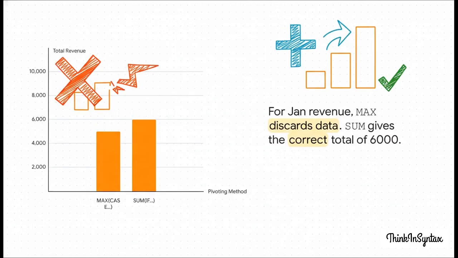And this chart just lays it all out. Look at that max case bar. It saw the 5,000 and the 1,000 for January, and what did it do? It just picked the bigger one, 5,000. It literally just threw away $1,000 of revenue. Now look at the sum if bar. It did the right thing. It added them together to get the actual total of 6,000.